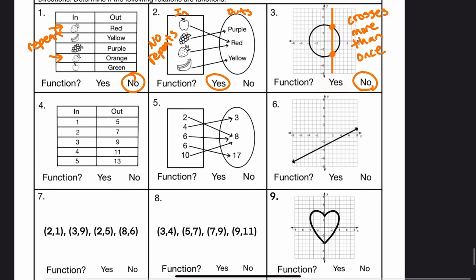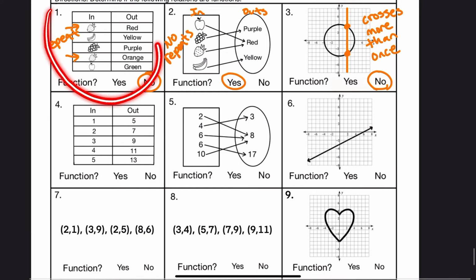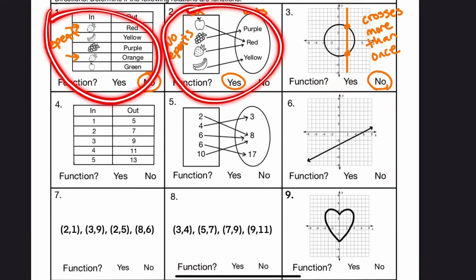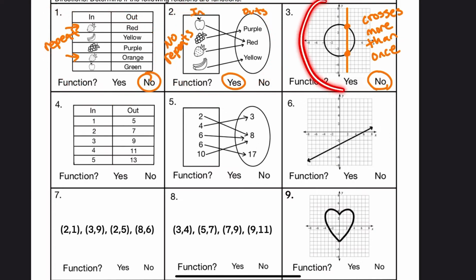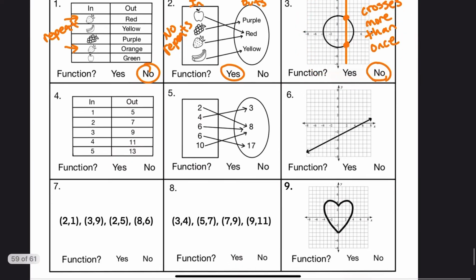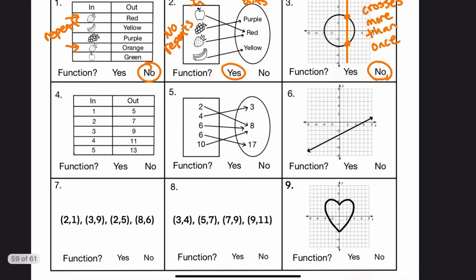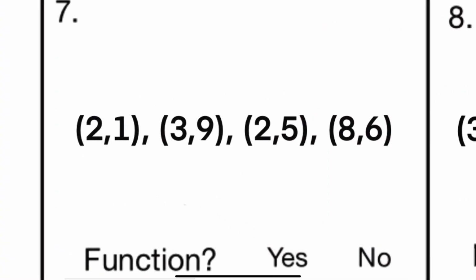Well, we know that if we see a table or a map, we're going to have to just look at those inputs and see if any of them repeat. If we see a graph, we have to do the vertical line test. But I'm looking at this and I see that number 7 and number 8 look a little bit different than the rest of these problems. So let's take a look at number 7.